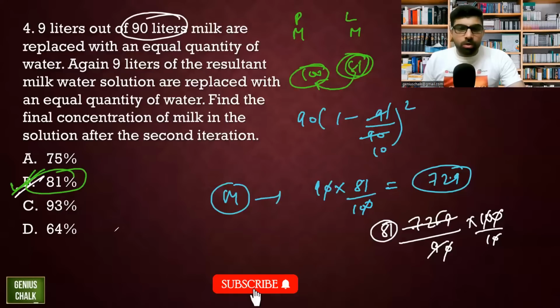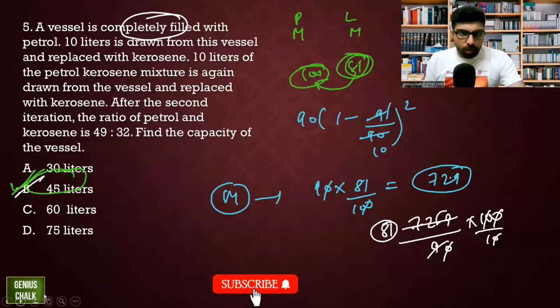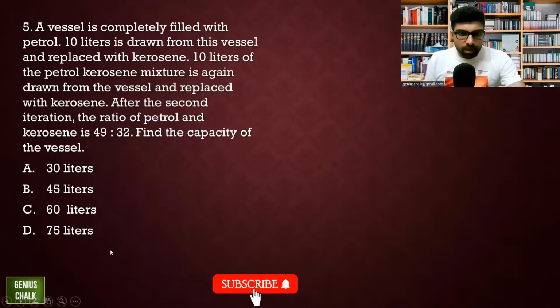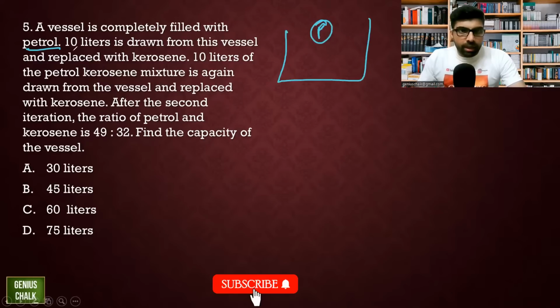So the first method was more reliable in this question and even most of the questions. Next one. A vessel is completely filled with petrol. Again, in this vessel, there was only petrol. 10 liters is drawn and 10 liters is replaced with kerosene. So kerosene, we are replacing 10 liters. Again, this is happening. Now it's a new type.